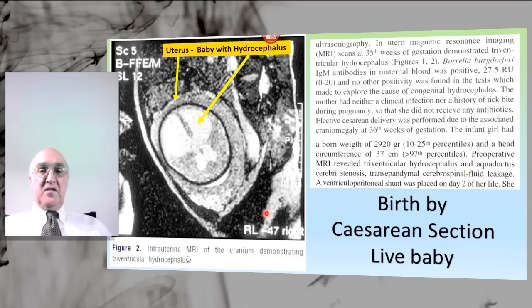Another view with another imaging study showing the same thing with lots of fluid, a very big head. This is the uterus, and this is intrauterine diagnosis of hydrocephalus. They did a cesarean section. If you tried to get this big head through a normal-sized birth canal, the baby would probably die during an attempt to deliver it vaginally. So they did a cesarean section to deliver the baby safely from the abdominal approach.